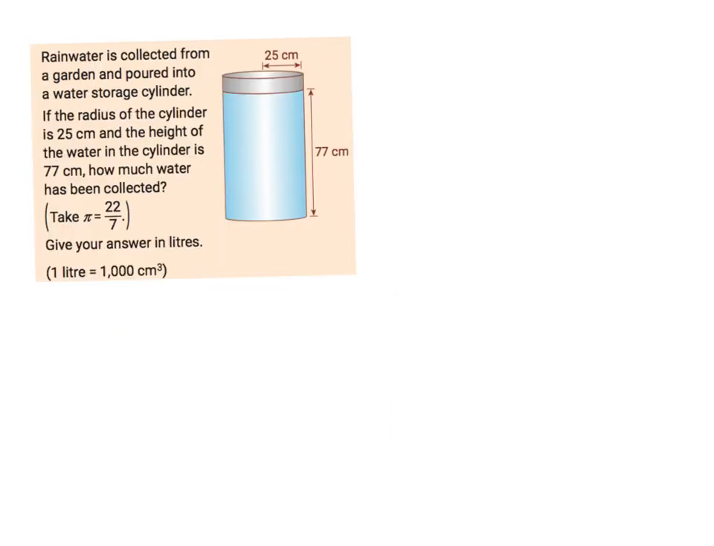Okay, so in this question here, we're told rainwater is collected from a garden and poured into a water storage cylinder. If the radius of the cylinder is 25 centimeters and the height of the water is 77 centimeters, how much water has been collected? Give your answer in litres. Well, here again, what's our formula? That's the first thing we're going to write down. So V is equal to pi r squared h.